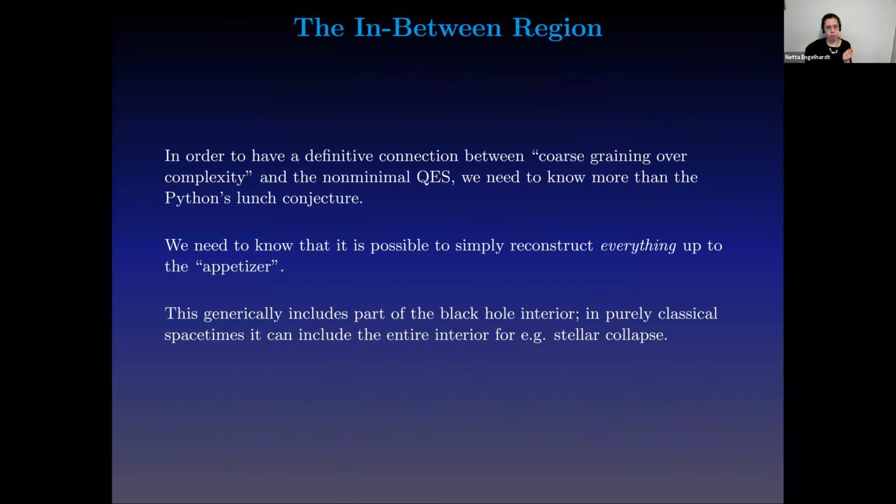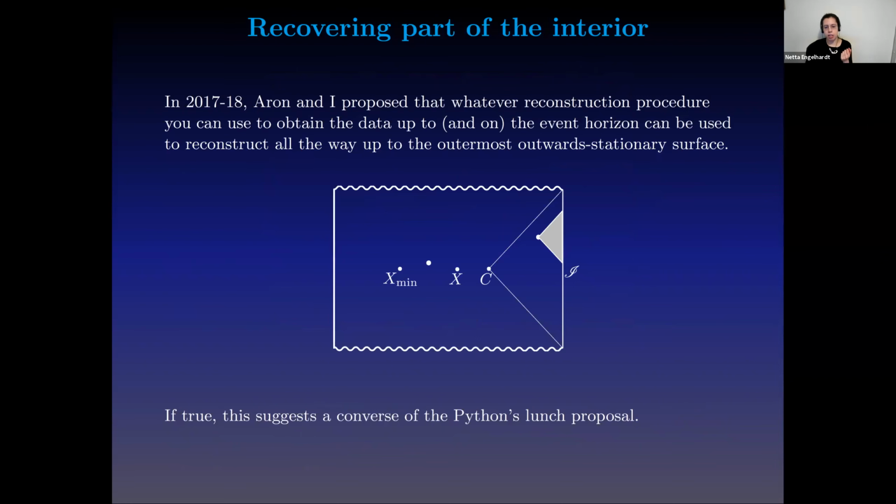Okay, so how do we coarse grain over complexity, and what part of the space-time do we end up forgetting when we do that? In 2017 and 2018, Aron Wall and I proposed that whatever reconstruction procedure, such as the HKLL, you can use to obtain the data up to the causal horizon, so up to the bifurcation surface, you can use the same procedure to reconstruct all the way up to the outermost extremal surface. I'll justify why that is true in a bit.